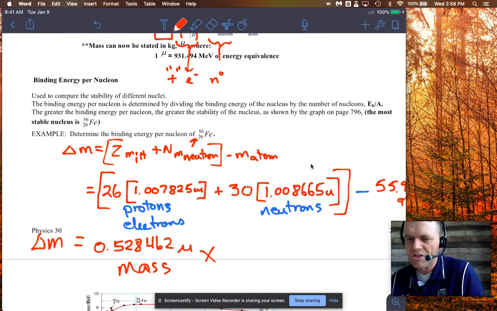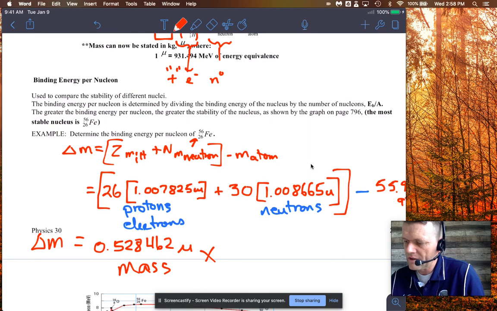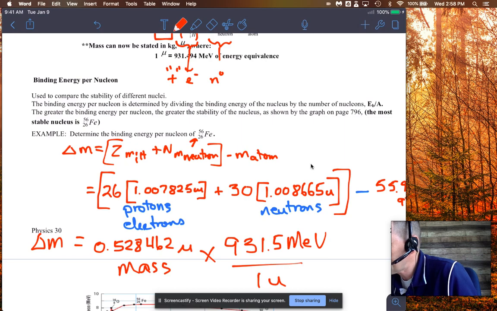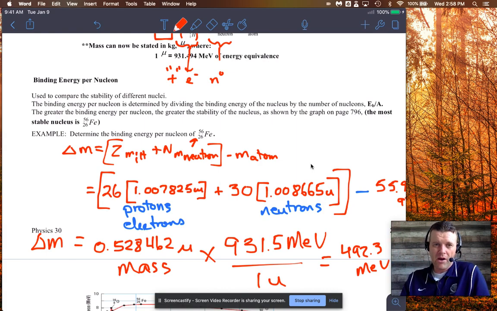I'm just going to skip all those steps, because I have to convert this into kilograms and then times it by the speed of light squared. But I can do that really directly here by knowing that there's 931.5 mega electron volts of energy for every atomic mass unit. So all you've got to do is multiply that by 931.5, and lo and behold, we get 492.3 mega electron volts. That would be the binding energy.